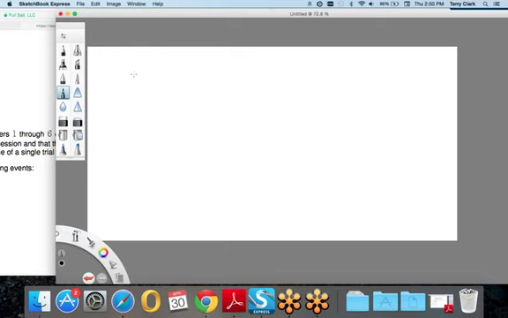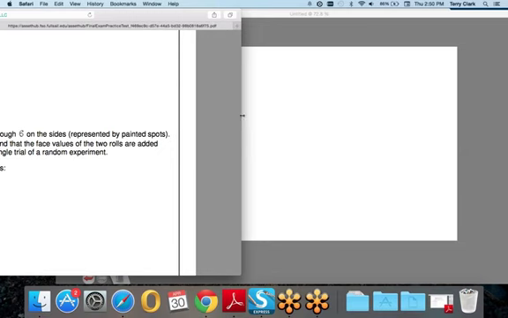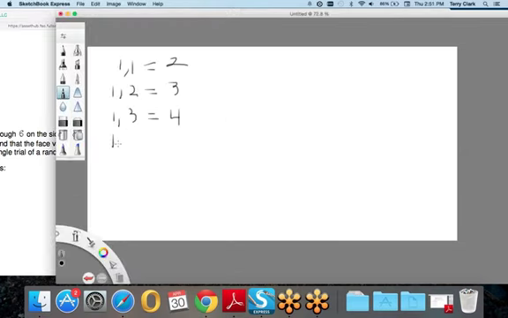Okay, so let's see. Now I know I can roll a 1 and a 1, and that's going to equal 2. I can roll a 1 and a 2. That'll equal 3. I can roll a 1 and a 3. That'll equal 4. My event says that the sum is greater than 5. So I can't use 5, because that's not greater than 5. That's equal to 5. Okay, that's going to equal 5.